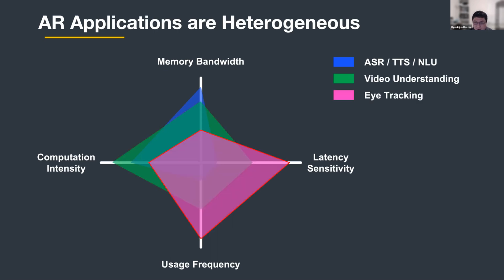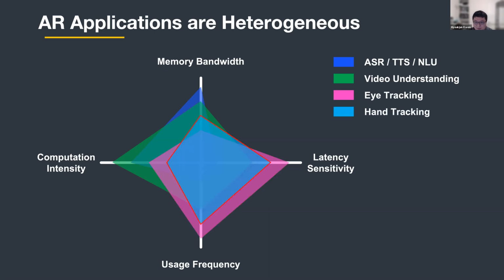And if you think of the eye tracking application, the memory bandwidth and computation intensity are lower than other DNN models, but it is very latency sensitive because it is directly related to the interaction between your AR glass and the user. And usage frequency-wise, the eye tracking is likely to be always on, so the usage frequency will also be very high.